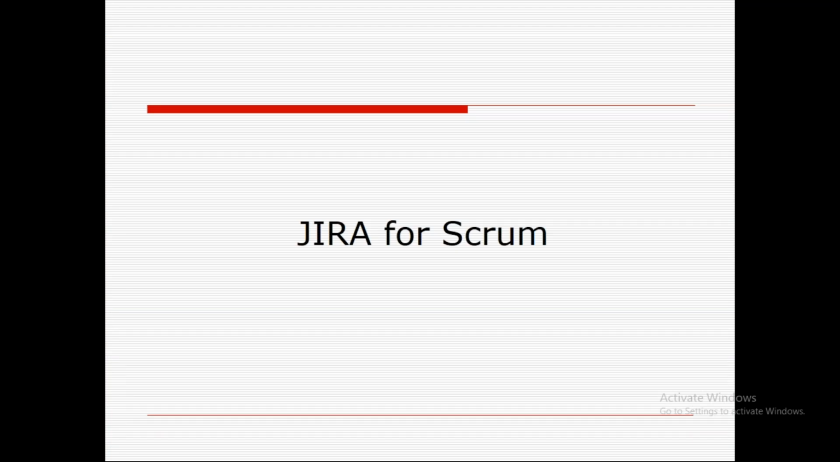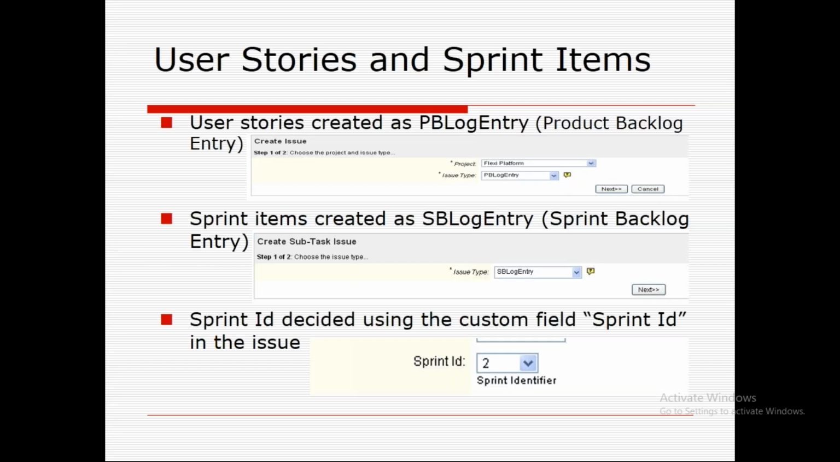Right. So Jira for Scrum methodology. The most widely used tool for Scrum methodology projects is Jira for the project management activities. User stories are created as PV log, which is nothing but product backlog. Under the project, under the issue type, you enter and create the product backlog. The sprint items are created as SP log entry, sprint backlog entry.